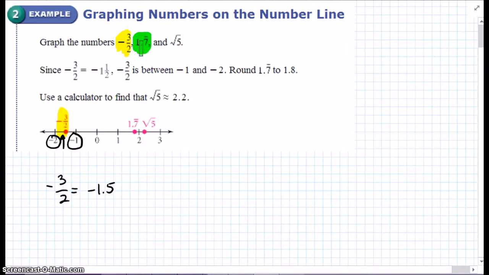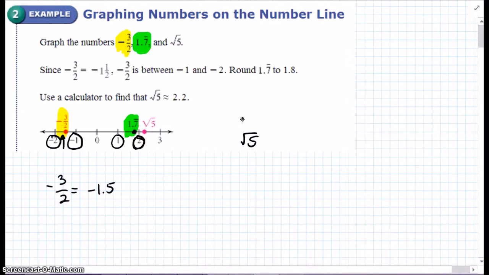Okay, 1.7 repeating. So we know that's got to be between 1 and 2, closer to 2, repeating. So that's pretty easy to graph on the number line. And the last one is the square root of 5.